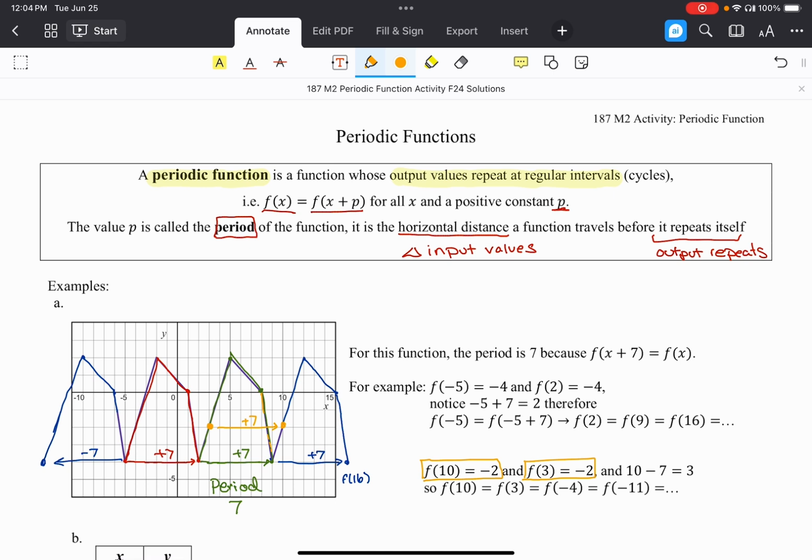So I could say, okay, if I added 7 to 10 again, 10 plus 7, I'm going to be back at -2. And so f of 10 plus 7, which is f of 17, we should be back at -2. It's not shown on the graph, but knowing that the pattern repeats itself. And we could use this to work backwards too. We don't have to just add the period, we could subtract the period. So if we subtracted 7 from 3, that's where we ended up with f of -4. And if we subtracted it again, we'd end up at f of -11.